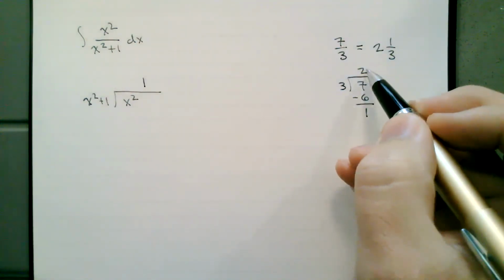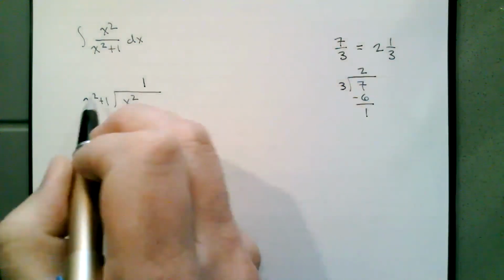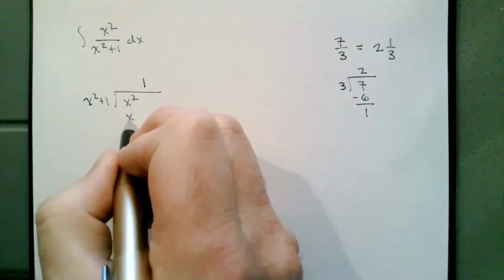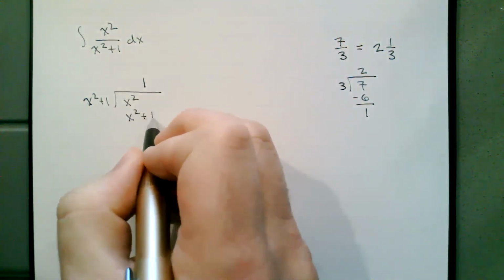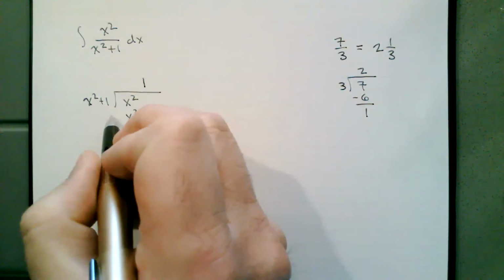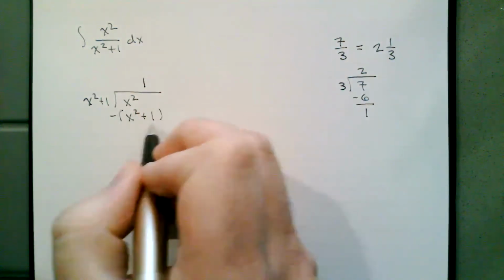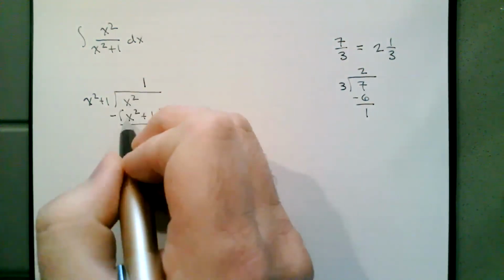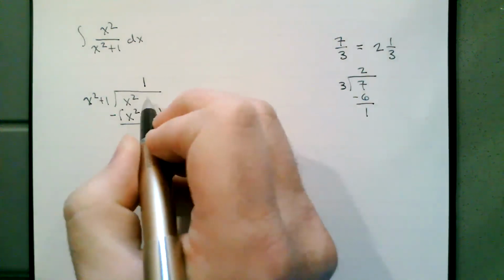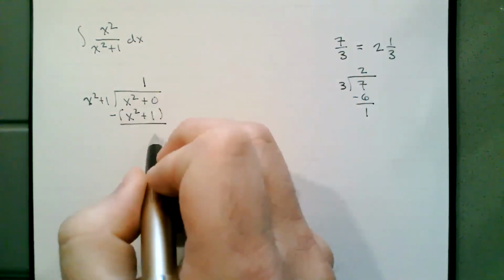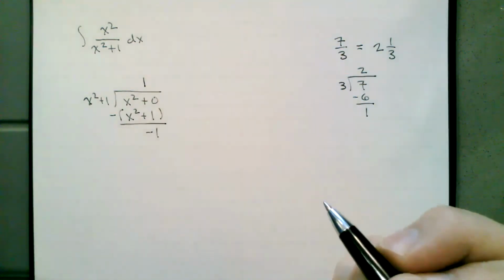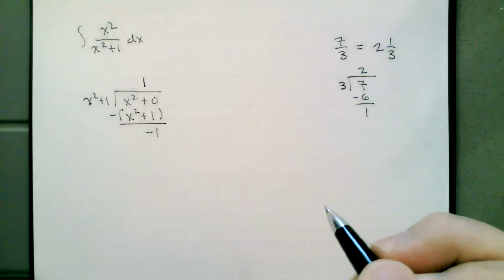And then what we did here, 2 times 3 is 6. So 1 times x squared plus 1 is x squared plus 1. And then we subtracted. So we'll do the same thing over here. We'll subtract. That'll result in 0x squared. And 0 minus 1 is minus 1. That's our remainder.